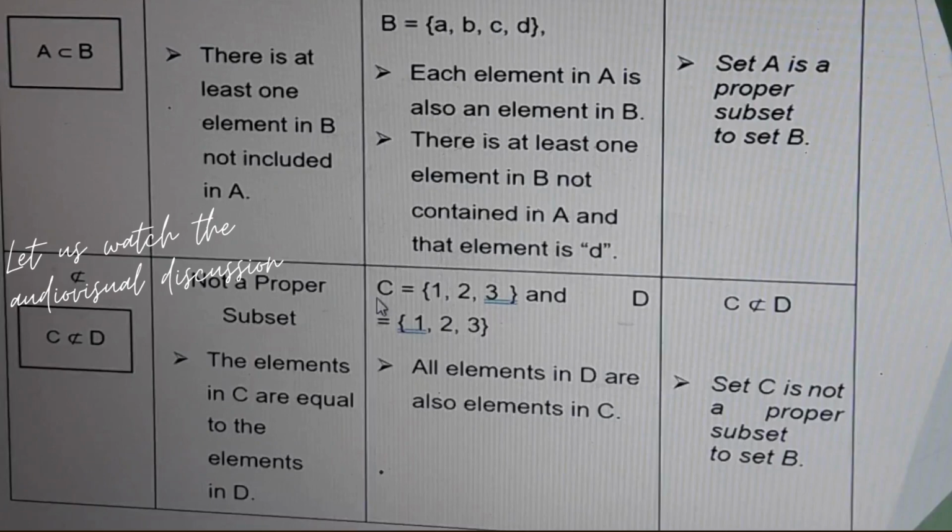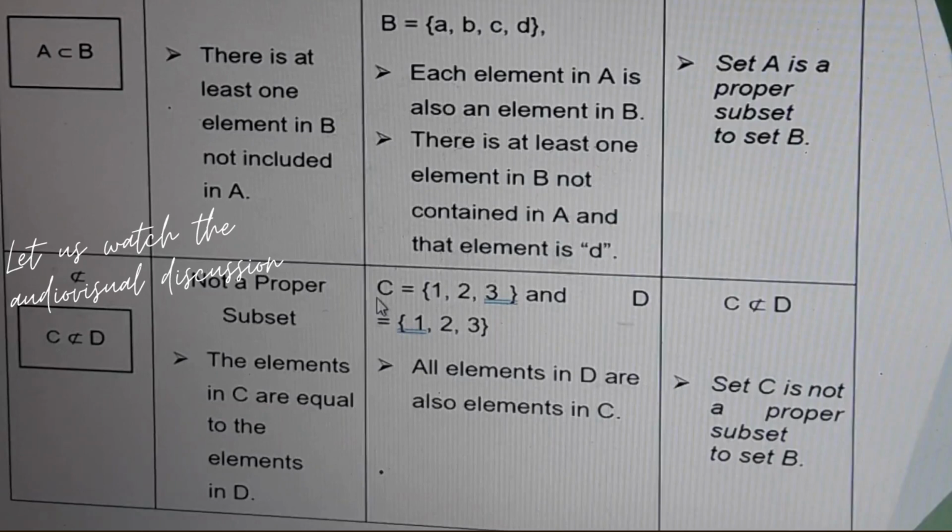So we can state it in this way. Each element in A is also an element in B, or there is at least one element in B not contained in A, and that element is D. So that is the idea of a proper subset.